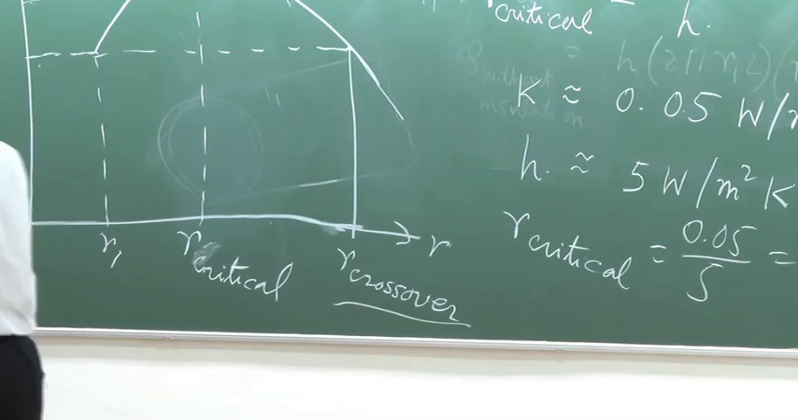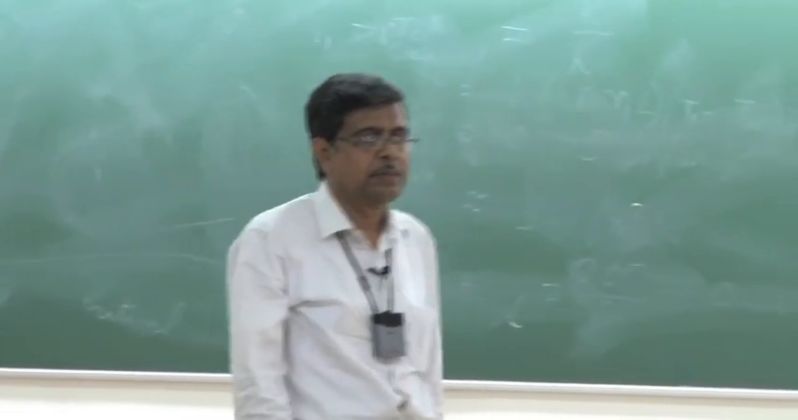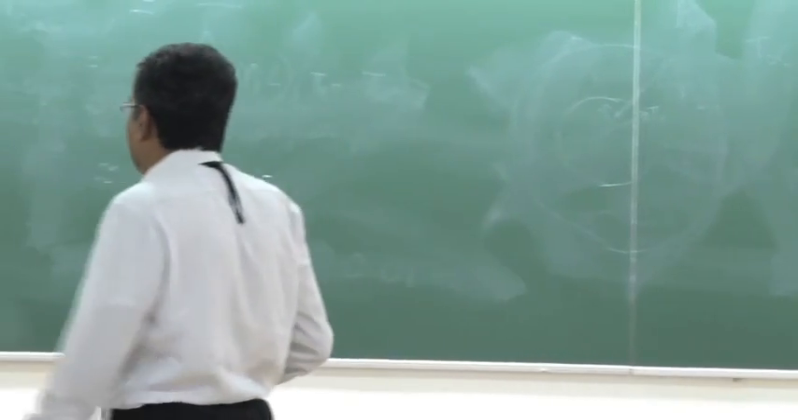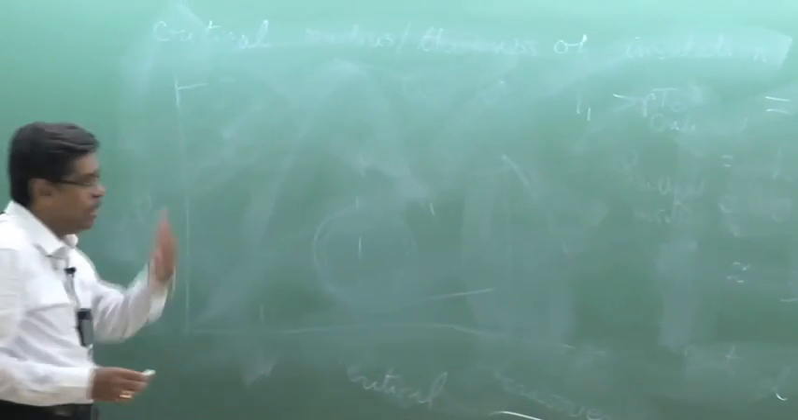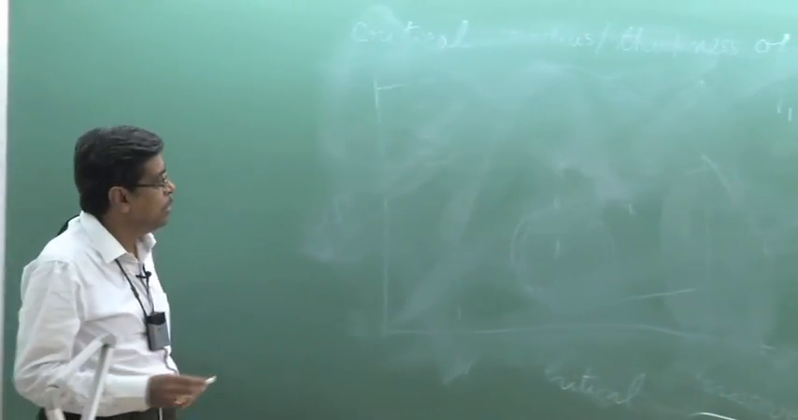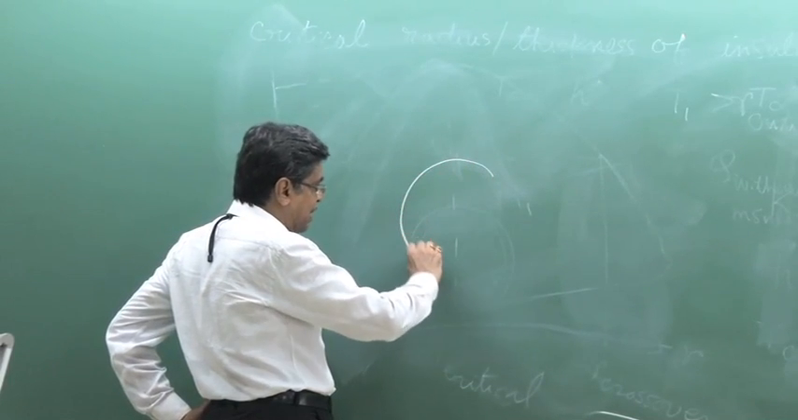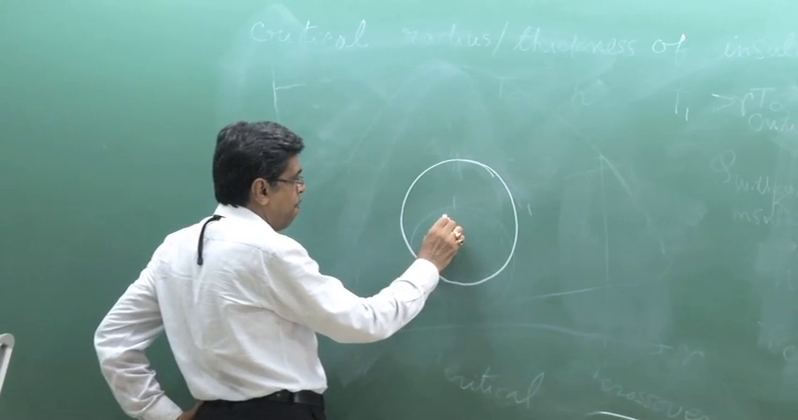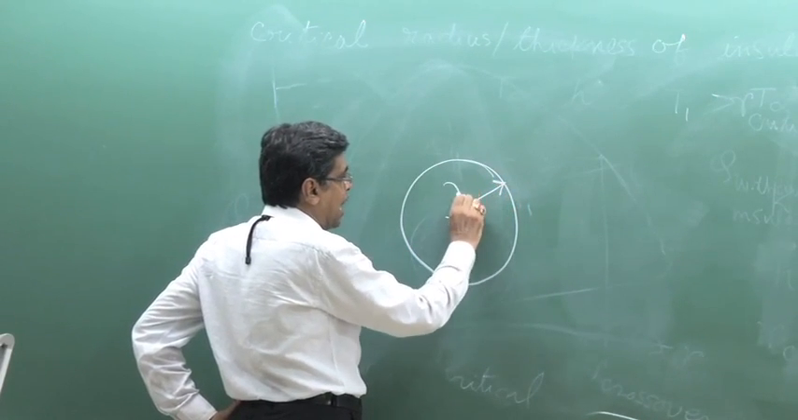So this is the concept. Now we will discuss the cylinder with cylindrical geometry with internal thermal energy generation. Let us consider a problem like this. We have a cylindrical rod, a solid rod of radius R0.